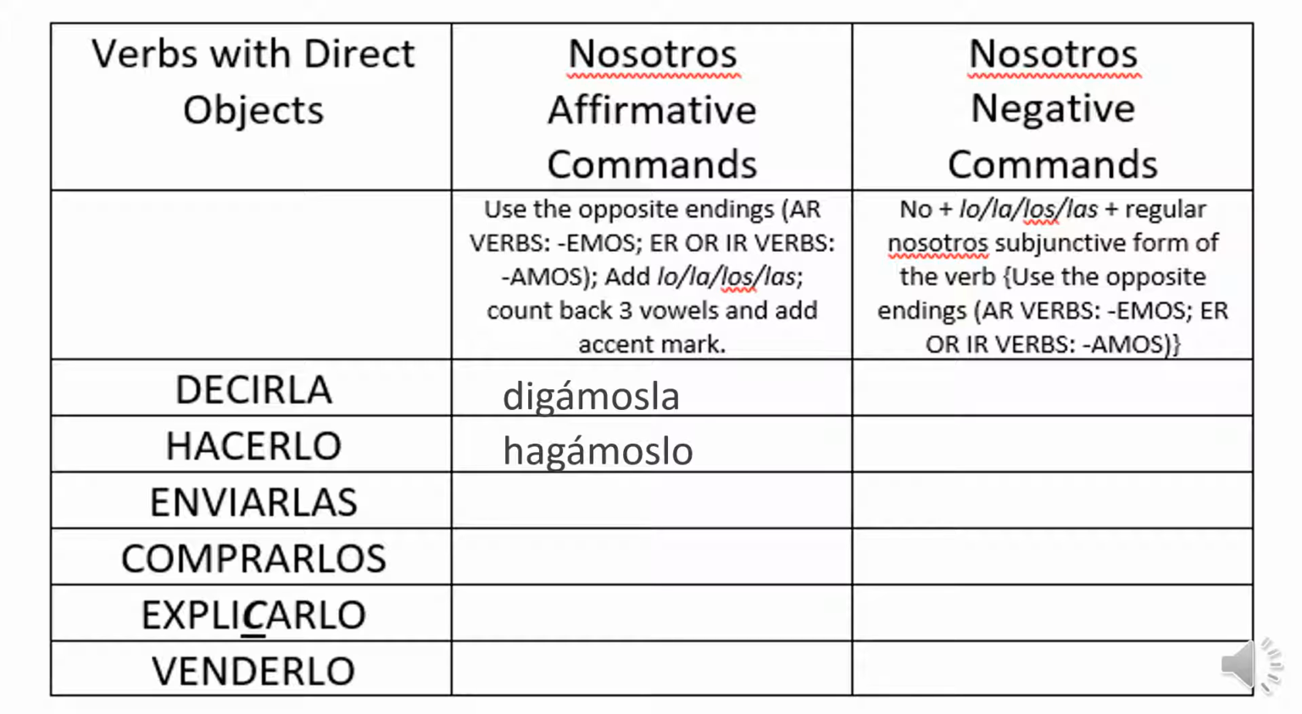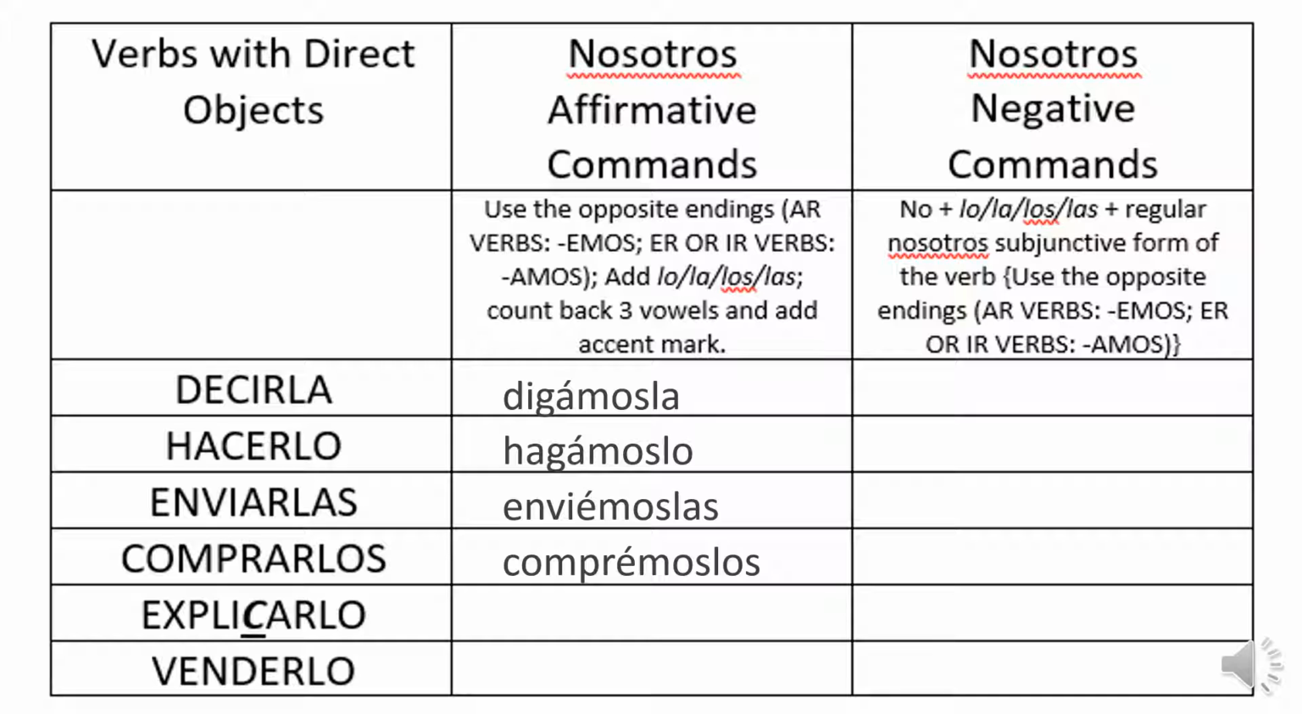Enviarlas, to send them. So it's an AR verb. We're going to use EMOS as our ending plus las. Count backwards for our accent mark. Enviémoslas. So if I want to say, let's send the letters, enviémoslas. If you ask me, do you want to buy the tickets? And I say, yeah, let's buy them, I would say, sí, comprémoslos. It's an AR verb, so we use EMOS in our ending. We add los. We count backwards and add our accent mark. And we're ready to go.